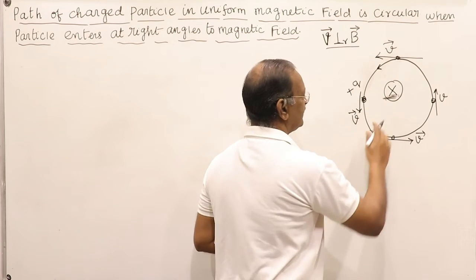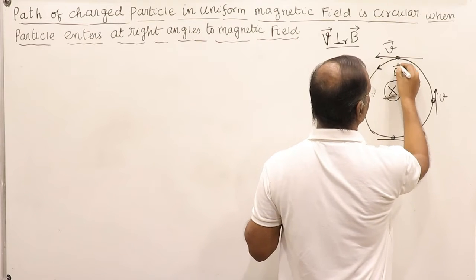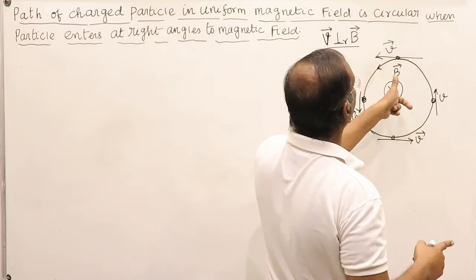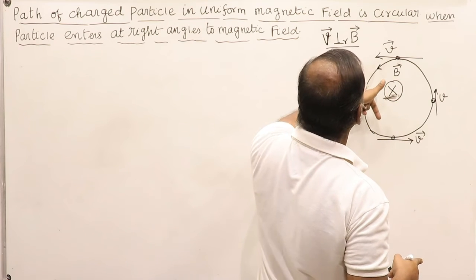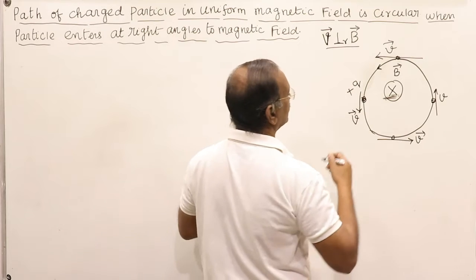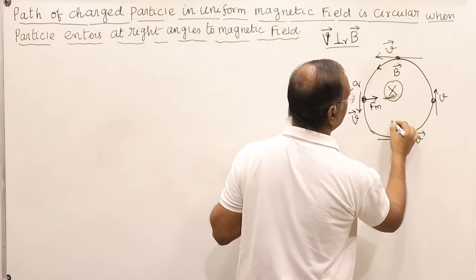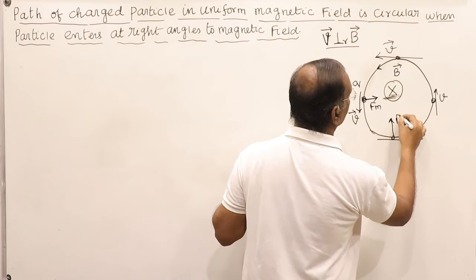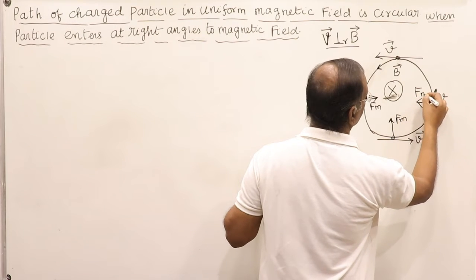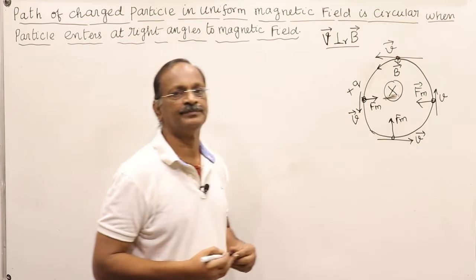By using Fleming's left hand rule, the magnetic field is into the plane of the paper, and the velocity is downwards. This gives the direction of the magnetic force, Fm. Similarly, here also, this is the magnetic force. Same way here also, this way, magnetic force.